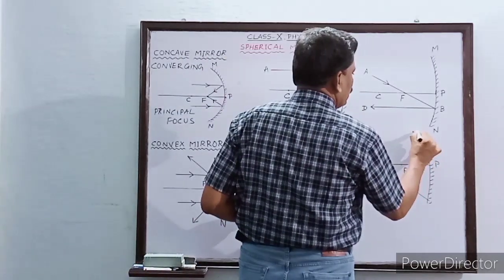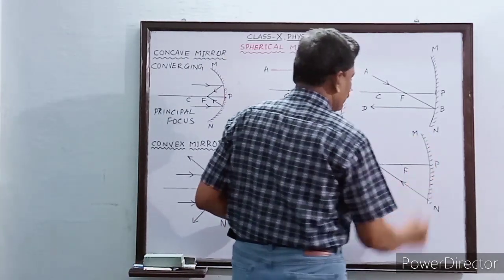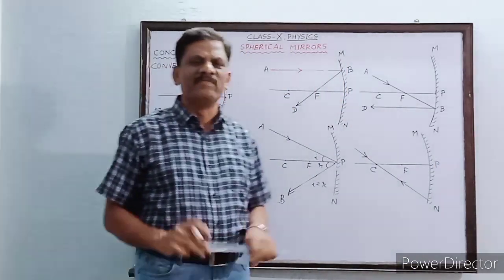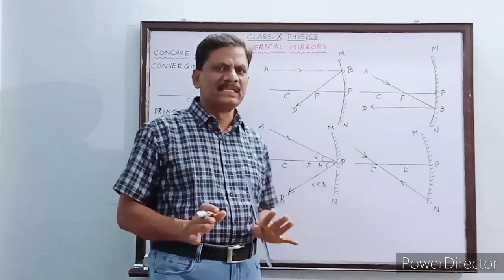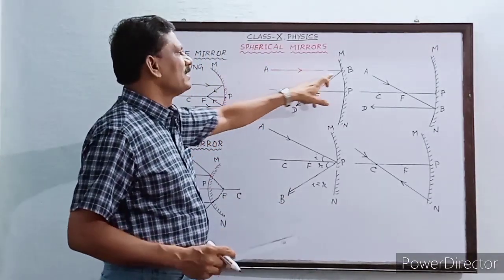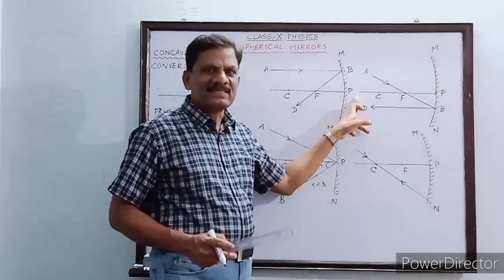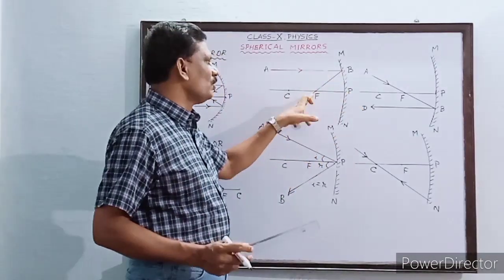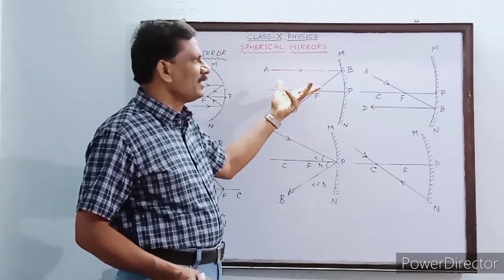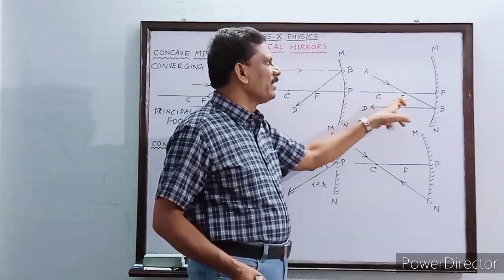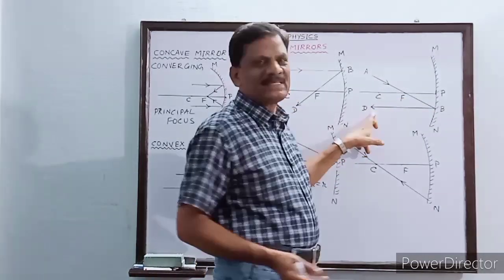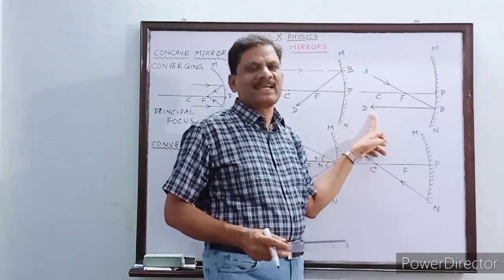So these are the 4 incident rays and the corresponding reflected rays. This you must be very much thorough with. Understand? Okay, students, what is the first case? When the incident ray is parallel to the principal axis, the reflected ray will pass through which point? The principal focus. The reverse of this is the second one: if the incident ray passes through the principal focus, then the reflected ray passes parallel to the principal axis.